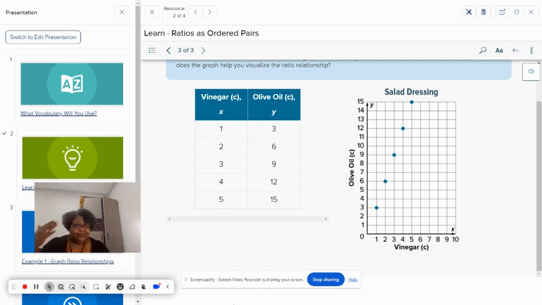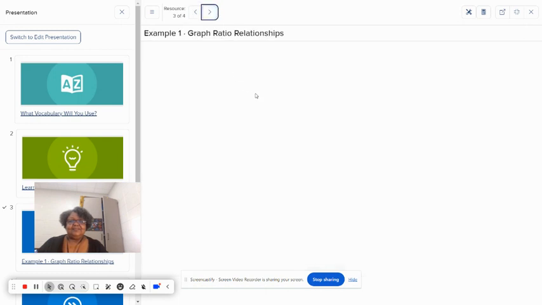Okay, equivalent ratio. I keep saying fraction, but ratio and fraction actually technically mean the same thing in math. So I use them interchangeably. You'll learn that later on in math, that they are actually the same thing. So here is example 1, if it shows up.